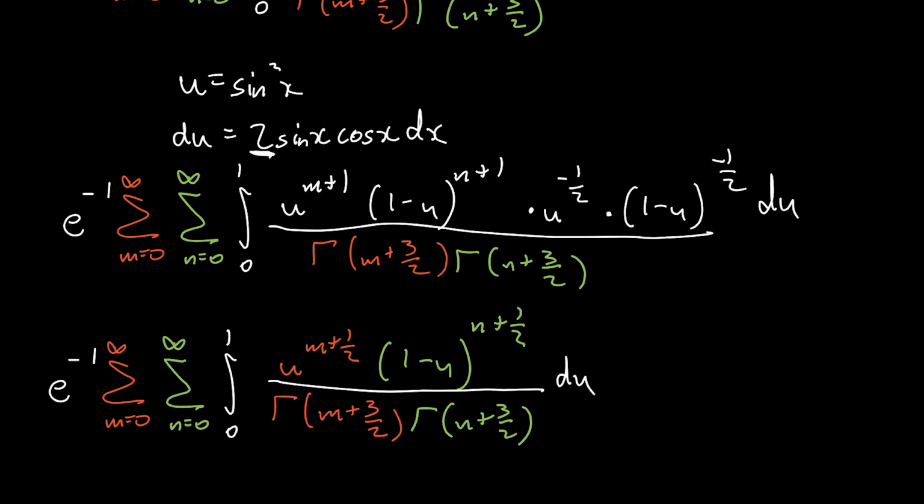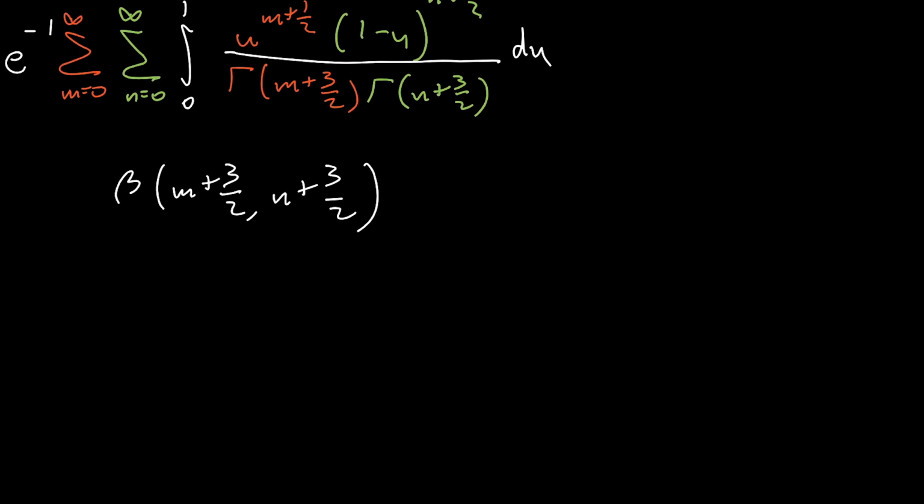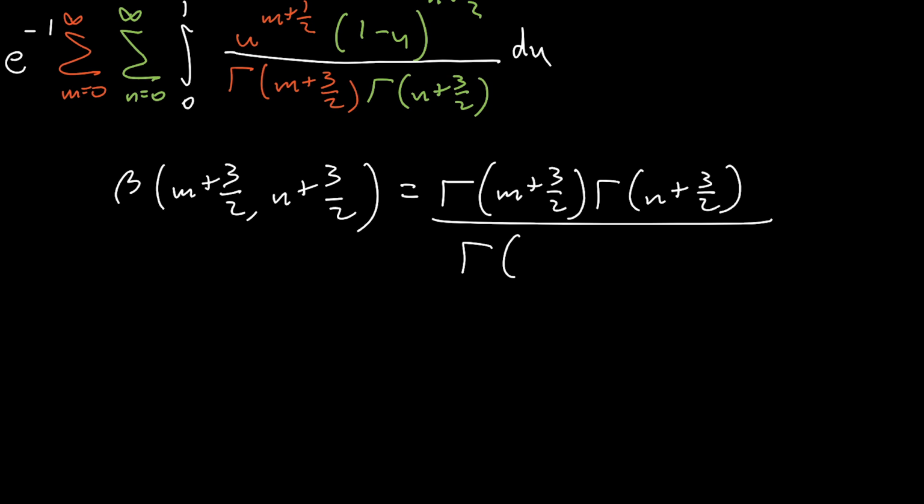So what we might notice now is that if we just focus on the numerator of our integrand, this is actually just the beta function of m plus 3 over 2 and n plus 3 over 2. And you can use our definition of the beta function in terms of the gamma function to give us gamma of m plus 3 over 2 times gamma of n plus 3 over 2 divided by gamma of m plus 3 over 2 plus n plus 3 over 2, which gives us m plus n plus 3.